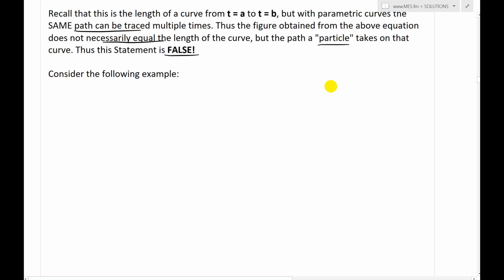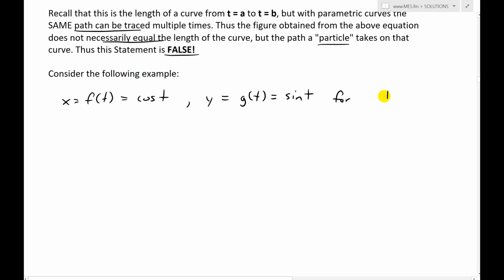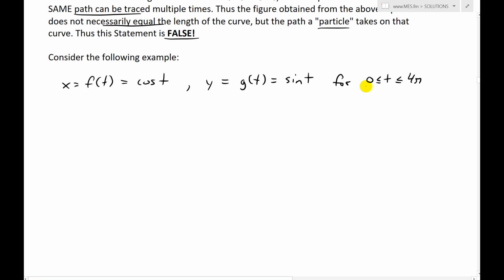So let's consider the following example: x equals f of t, which equals cosine of t, and y equals g of t, which equals sine of t, where t is greater than or equal to 0 and less than or equal to 4 pi. So that's where we're setting the interval for this parametric equation.